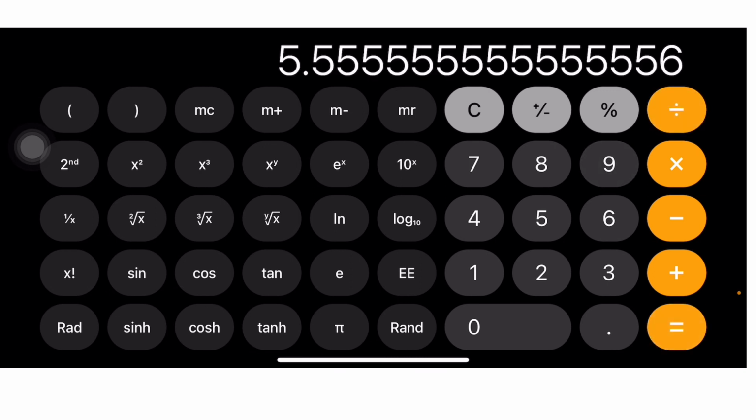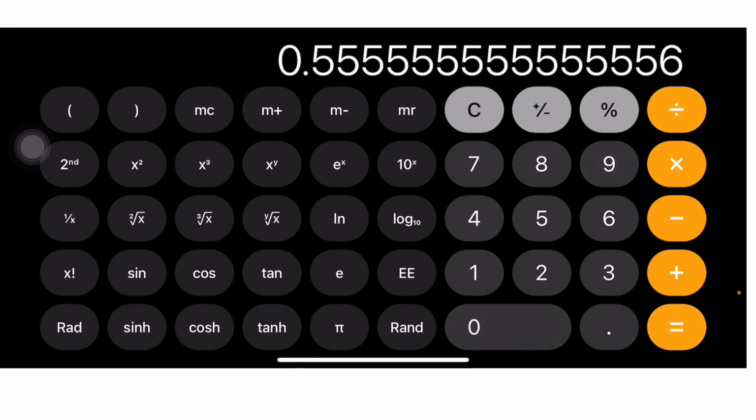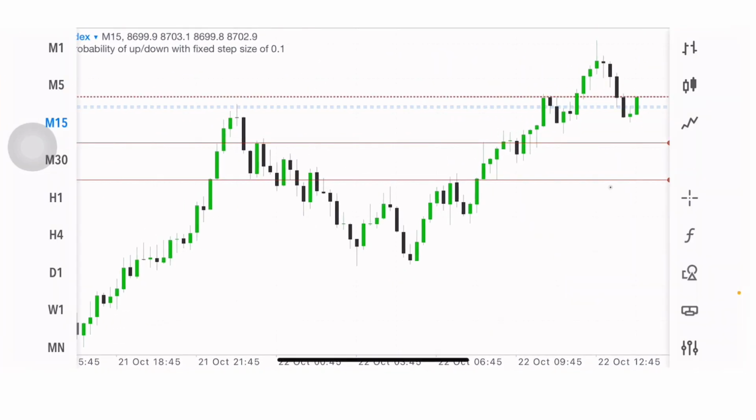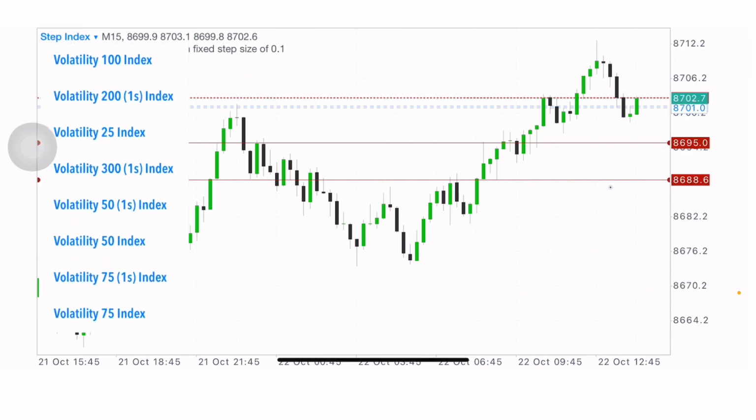This is not going to give you the accurate calculation. Rather, what you do is multiply the 9 points by 10. So what you do is $50 divided by 90. Boom. So this gives you 0.55 lots to trade that risk of 9 points in step index. So take note of this. It's pretty much the same calculation across the board, other than the step index, which is up with a factor of 10. For the Rex it's still the same thing.